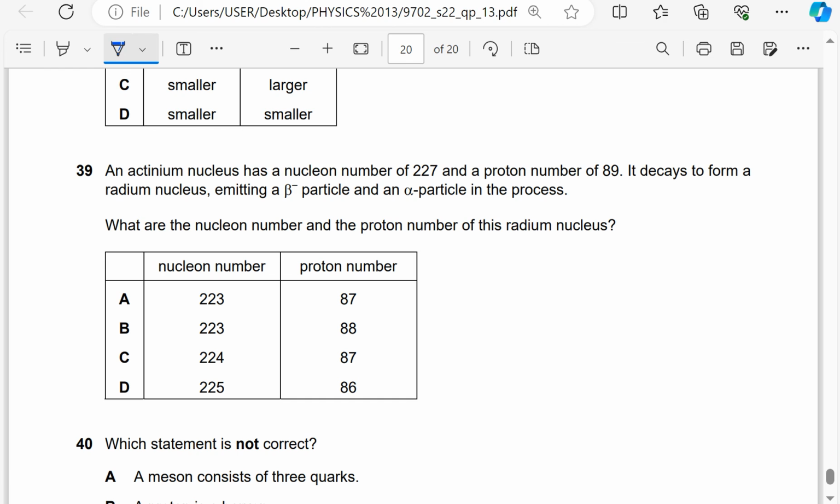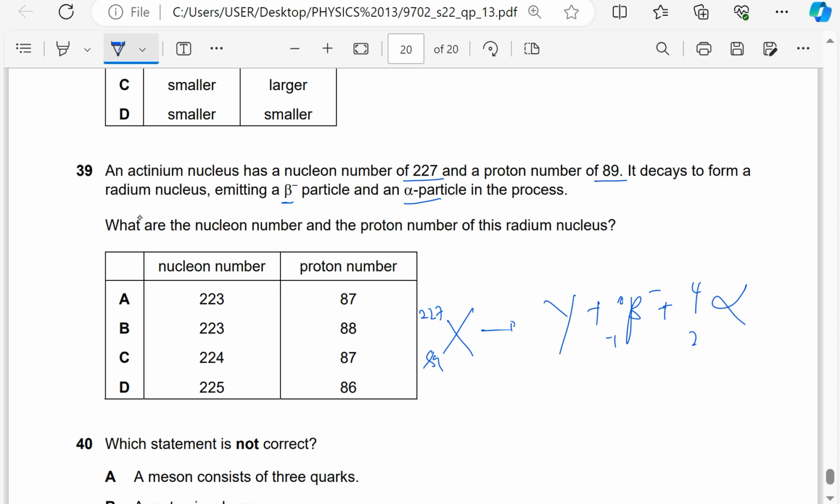An actinium nucleus has nucleon number 227, proton number 89. It decays to form a radium nucleus, emitting a beta minus and an alpha particle in the process. What are the nucleon number and proton number of this radium? Okay, so let's call the other one X. I don't need to know the symbols. X is 227, 89. It is going to give us Y, which is radium, plus beta minus, that is 0, negative 1, plus an alpha particle, which is 4, 2.